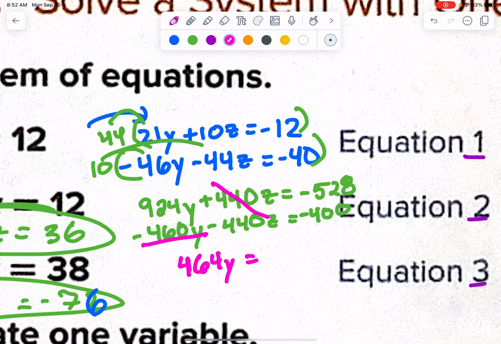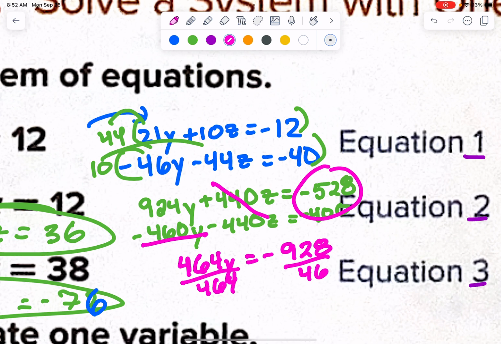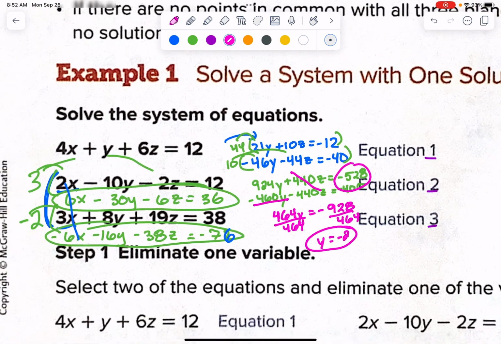Y equals, and then this added together is negative 928. Okay, then I divide by 464 and it comes out really nice. And it is negative 2. Perfect. Okay, all right, now, oh, look at all that ugly mess that we have.